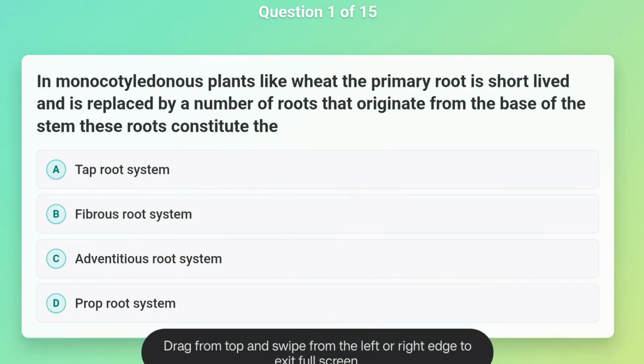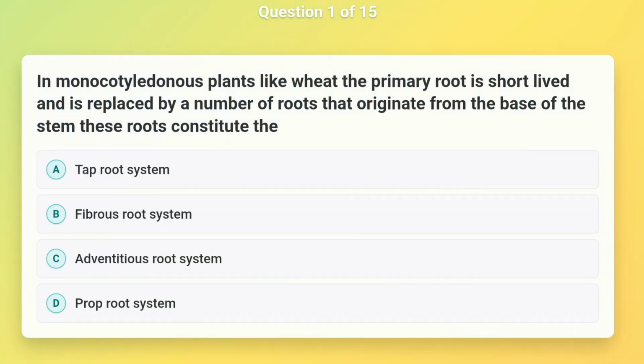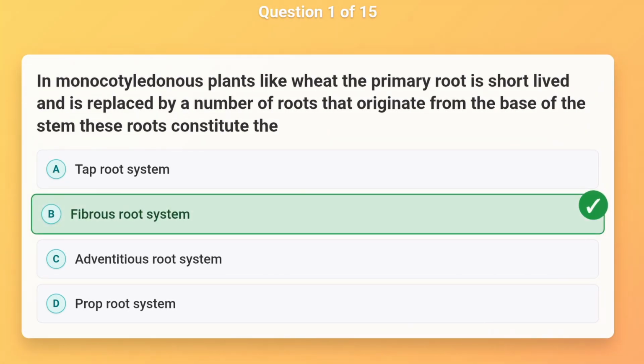In monocotyledonous plants like wheat, the primary root is short-lived and is replaced by a number of roots that originate from the base of the stem. These roots constitute the fibrous root system.